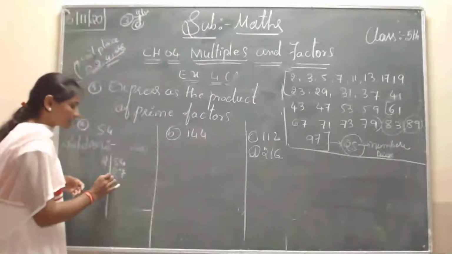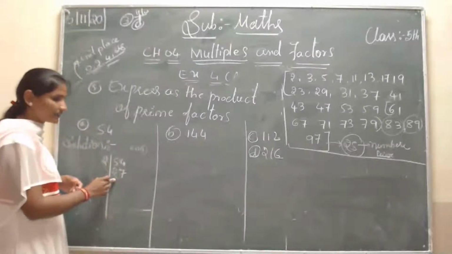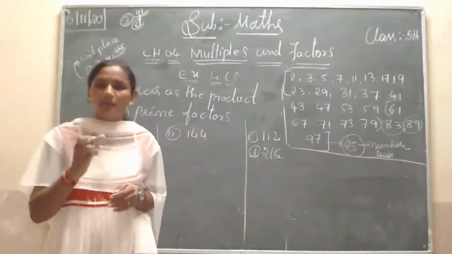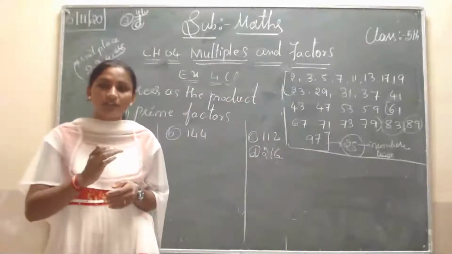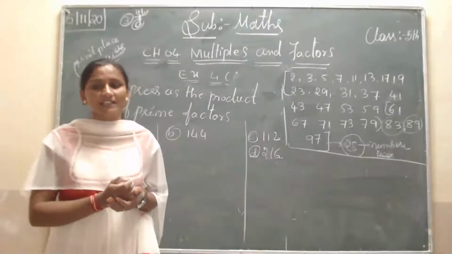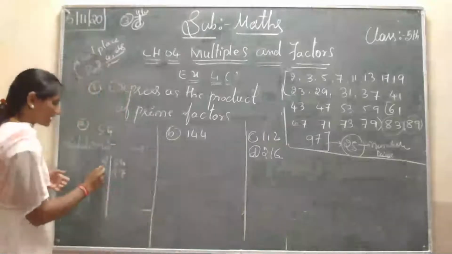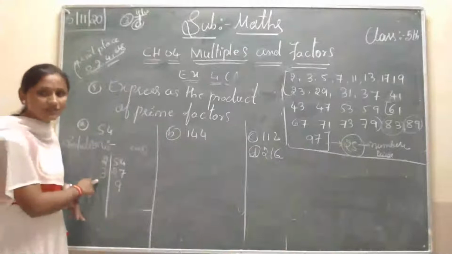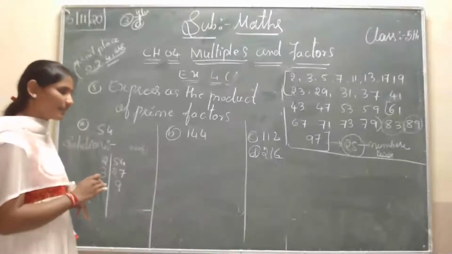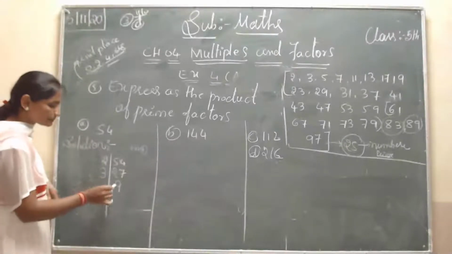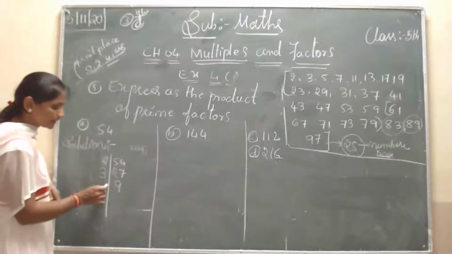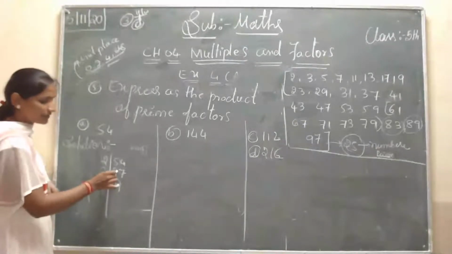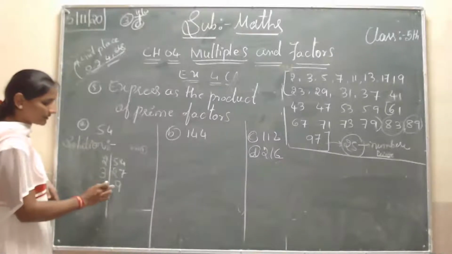So what is left here? 27. Can you observe, students? Think whether 27 comes in the two table. No. So you have to take the next table, that is 3. Yes, the 3 table comes. Three nines are 27. This is the method of factorization, students. Just practice it. Three nines are 27, yes. The left is 3.